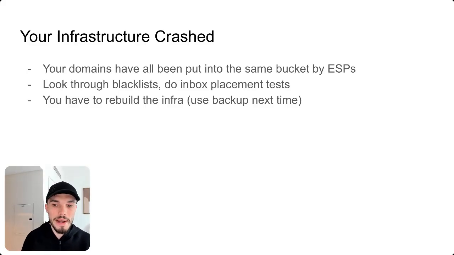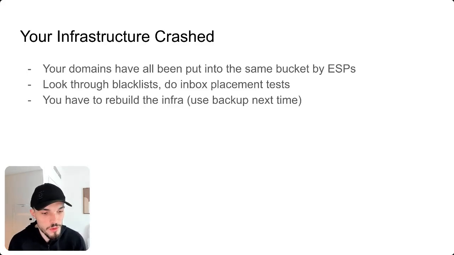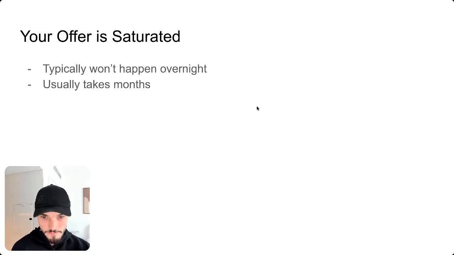To identify whether or not this is the issue, you have to look through blacklists. You can do inbox placement tests. And in many cases, you'll have to just completely rebuild your infrastructure. It is not very time efficient, in my estimation, to start rewarming your infrastructure. It is actually better to just buy new infrastructure. And this time, remember to have a backup infrastructure. So you're rotating your inboxes and you have something that can serve as a backup if the domains all get blacklisted or anything like that.